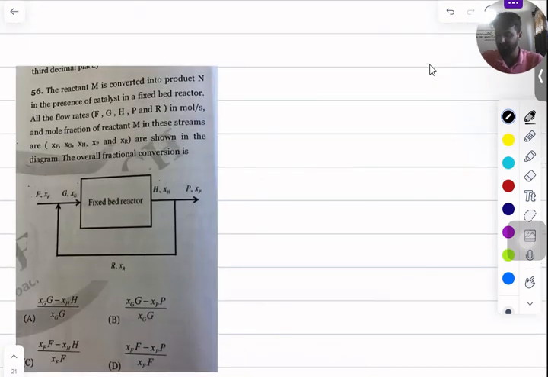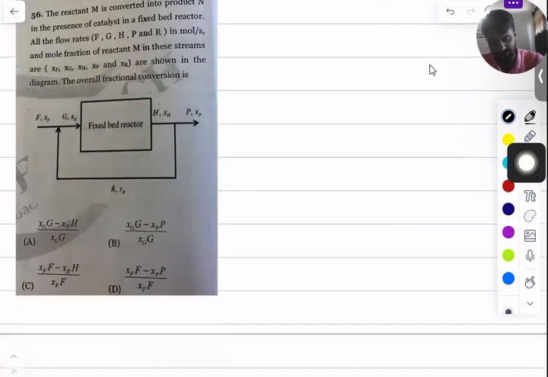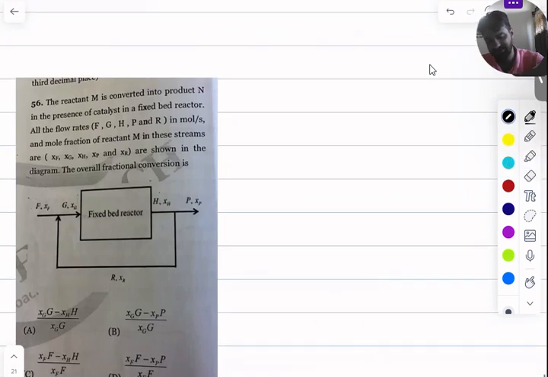Yesterday, I was discussing the single pass conversion and overall conversion. Sometimes questions are asked from the single pass conversion and overall conversion. You can see this question 56 is based on the single pass and overall conversion. Let's see how we can solve this kind of question.